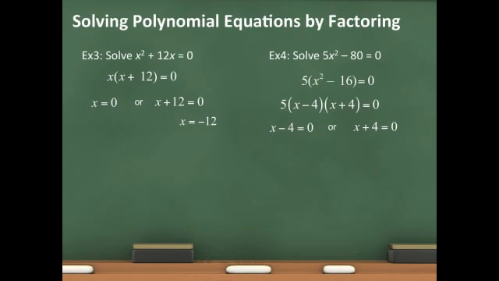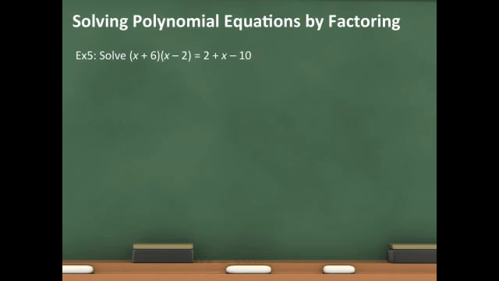Now we are ready for step 4, which is to solve each equation for x. In the first equation, x minus 4 equals 0, we add 4 to both sides of the equation to obtain x equals 4. In the second equation, x plus 4 equals 0, we subtract 4 from both sides of the equation to get x equals negative 4. Therefore, our two solutions are x equals 4 and x equals negative 4. Again, don't forget step 5, which is to check your solutions. For our next example, we are given an equation that has been factored somewhat, but is not in standard form.